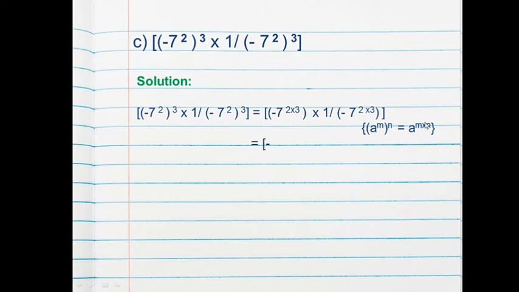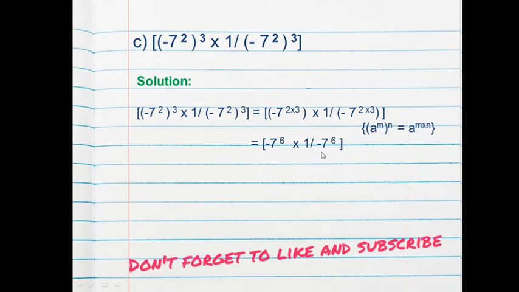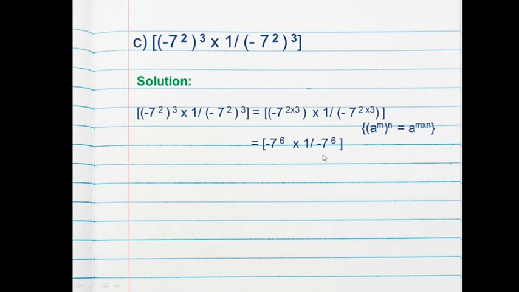So we will get (-7)^6 into 1 divided by (-7)^6. Now observe here, (-7)^6 into 1 divided by (-7)^6, and this 1 divided by (-7)^6 we can write as (-7)^(-6) by using the law. So yes, that is (-7)^6 into (-7)^(-6). The law we use is 1 divided by a^m is equal to a^(-m). We can say they are reciprocals of each other. It means (-7)^(-6) is the reciprocal of 1 by (-7)^6, and the law is also there.